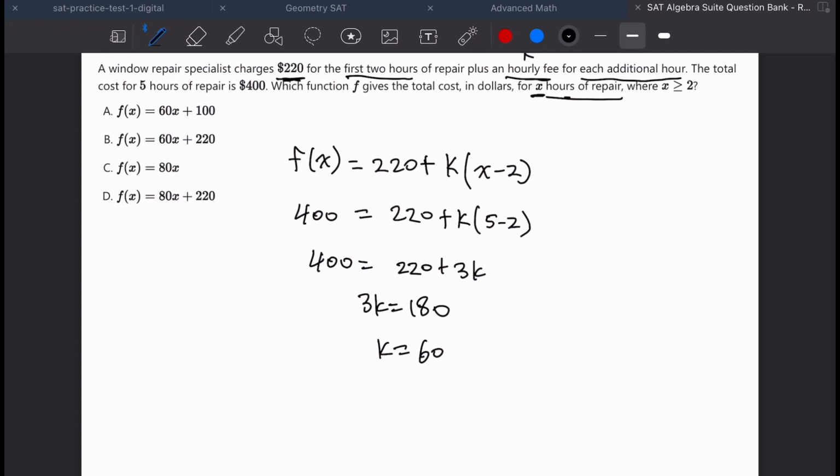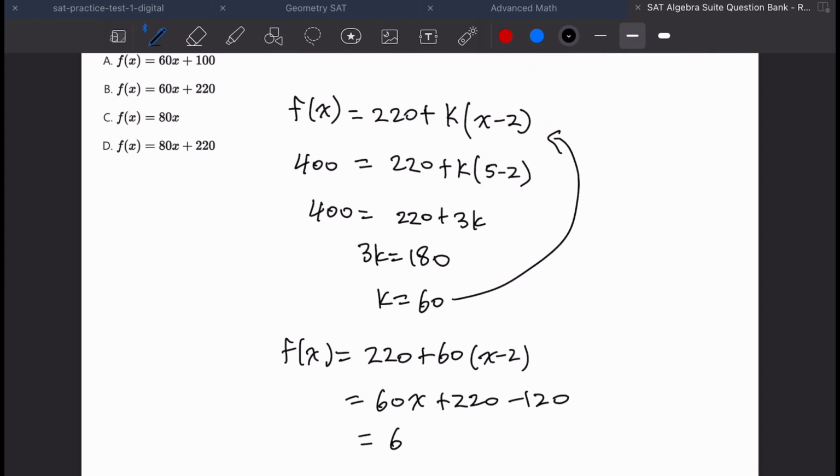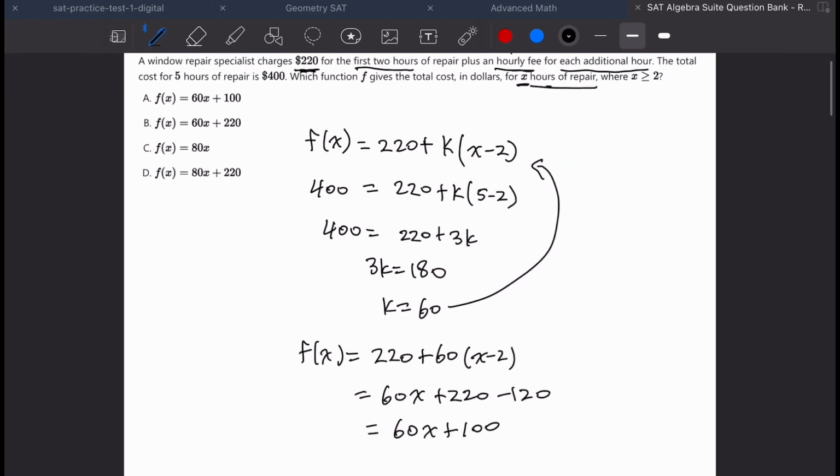per hour. So our final function would be plugging k back into the original. We get 220 plus 60 times (x minus 2). If we just expand this, we get 60x plus 220 minus 120, which is equal to 60x plus 100. So our final answer would be A.